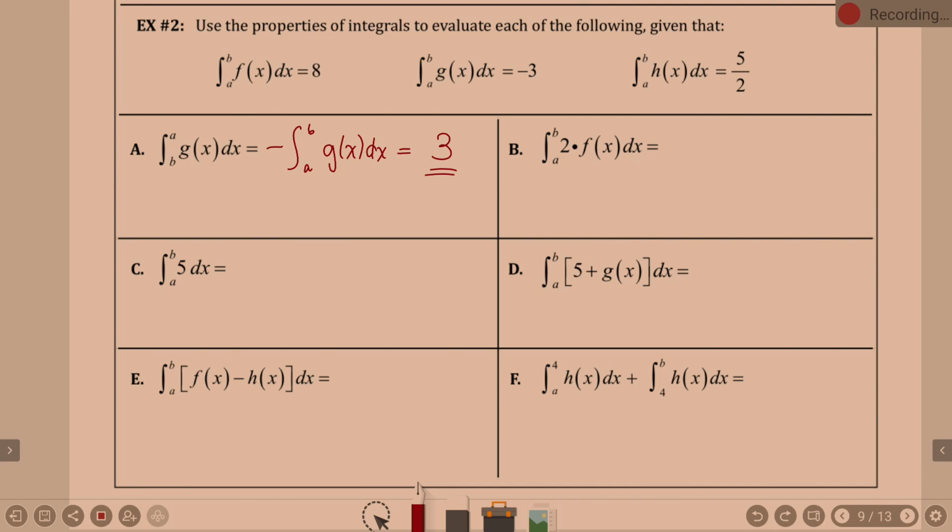Okay, b. The integral from a to b of 2 times f of x dx. So officially, you can take that constant, put it out front. So 2 times the integral of a to b of f of x dx, which means we're going to be doing what? F of x, a to b. 2 times 8, which is 16.